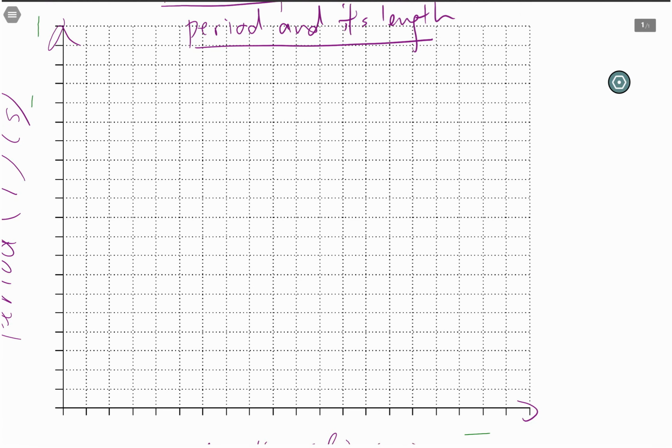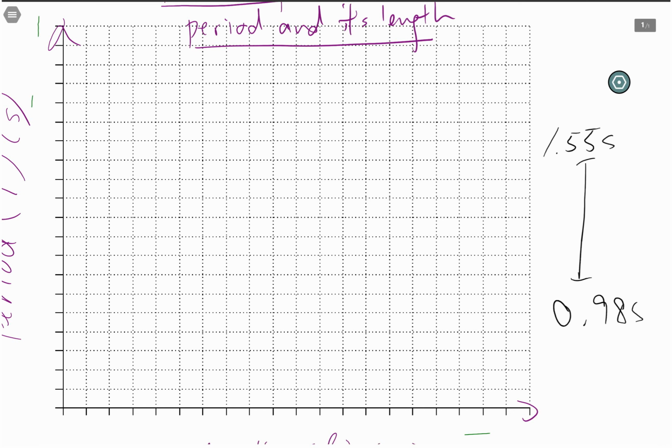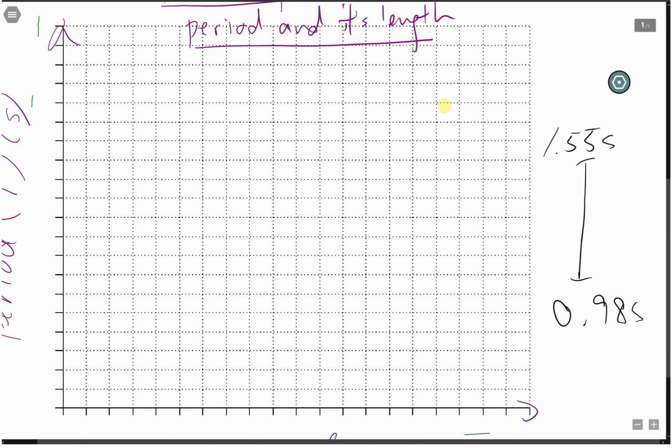Let's say from my time data, I saw 1.55 seconds was the largest, and my smallest time data was 0.98 seconds. A way to help me graph this out is I like to choose the very bottom of my graph something smaller than my lowest value, and the top of my graph something a little bit higher than my highest value. But in this case, this is 1.55 seconds, so that might be fine. We might just use all the way to the top, and that may be okay.